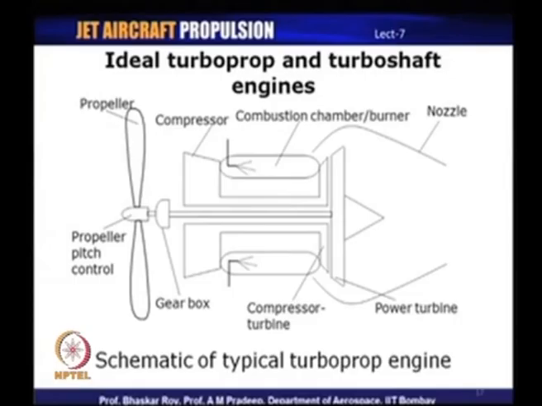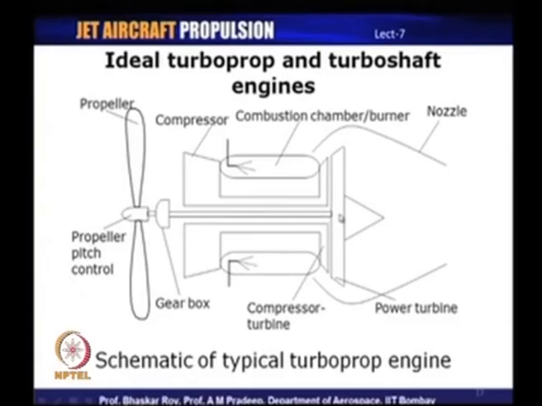Now, this is a schematic of a typical turboprop engine, and let us take a look at what are the different features or components of a turboprop engine. So, one of the most prominent components of a turboprop engine is the propeller. So, this, as you can see here, is the propeller, and the propeller is driven by a turbine which is usually referred to as power turbine, or sometimes also referred to as a free turbine.